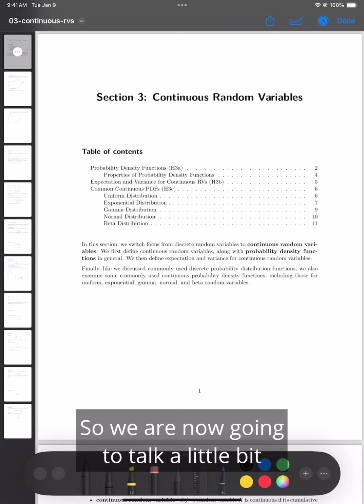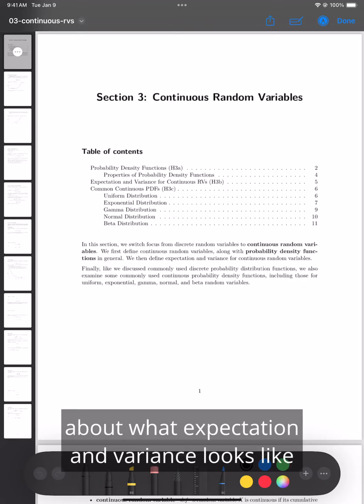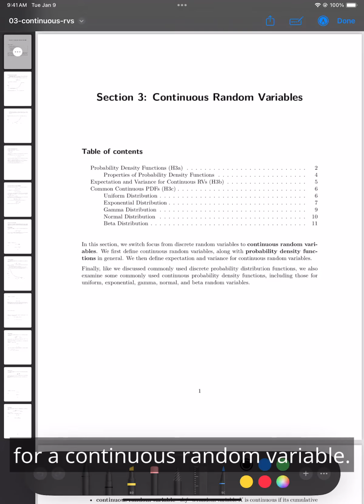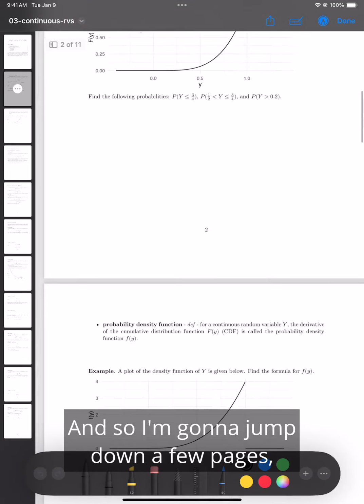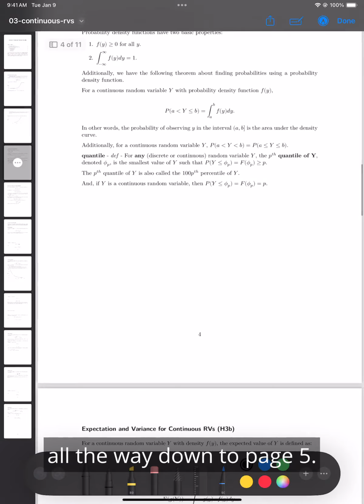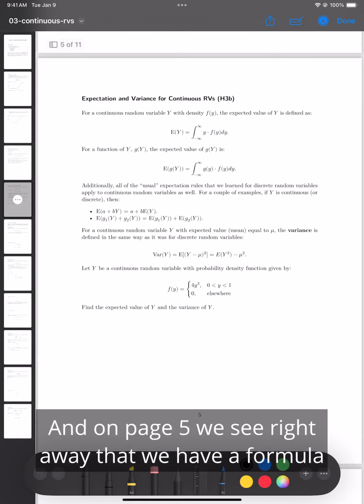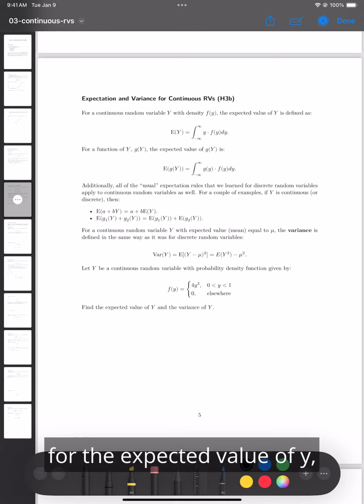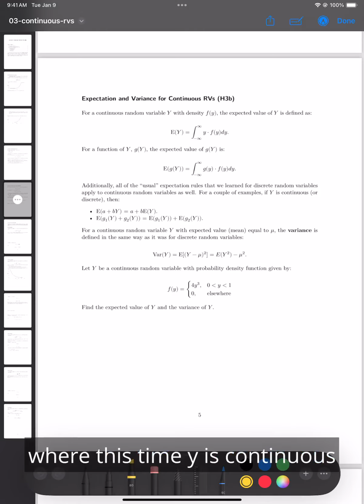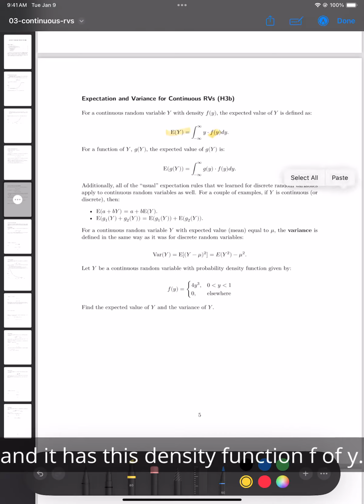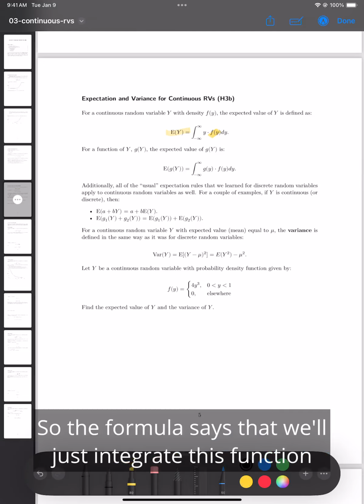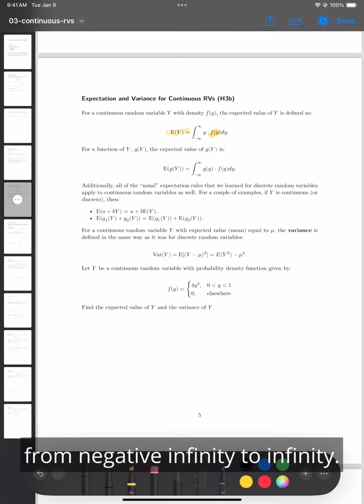So we are now going to talk a little bit about what expectation and variance look like for a continuous random variable. I'm going to jump down a few pages, all the way down to page 5, and we see right away that we have a formula for the expected value of y, where this time y is continuous and has this density function f of y. The formula says that we'll just integrate this function from negative infinity to infinity.